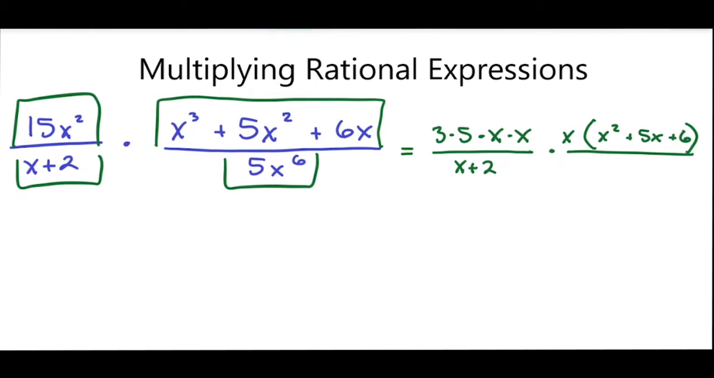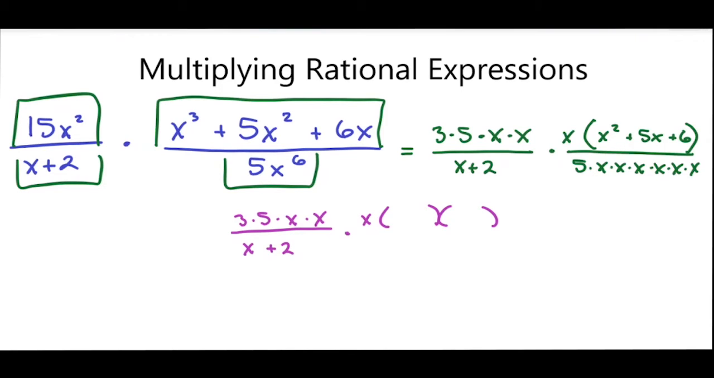Now, let's write out the prime factorization of this 5x to the sixth power. Well, that's 5 times, and then 6 x's. Now, my next step is I have to do something with this trinomial here. I can factor that. So I'll rewrite 3 times 5 times x over x plus 2 times x times. Now, what two numbers multiply to be 6 but add to be 5? Well, positive 2 and positive 3 work over 5 multiplied by 6 x's.